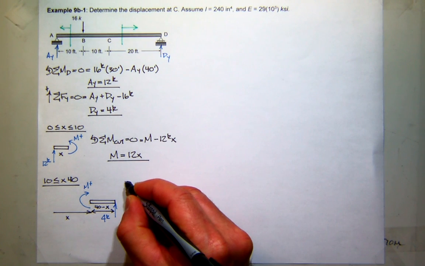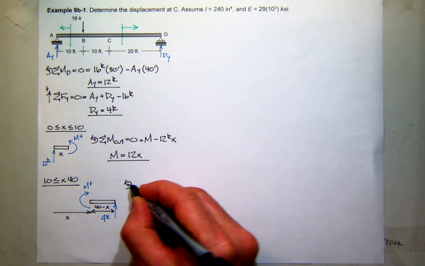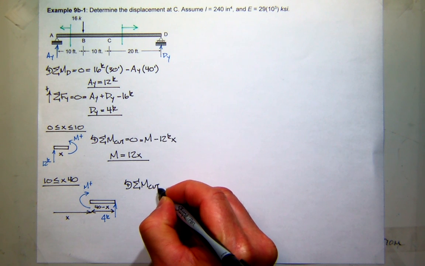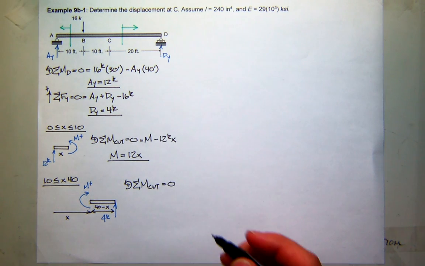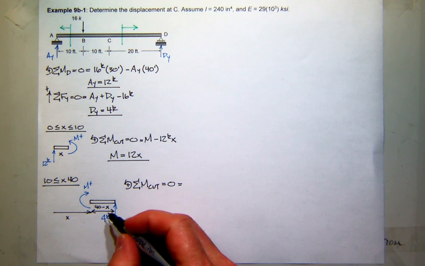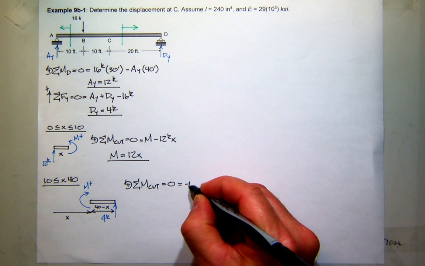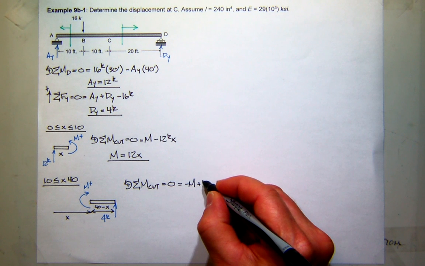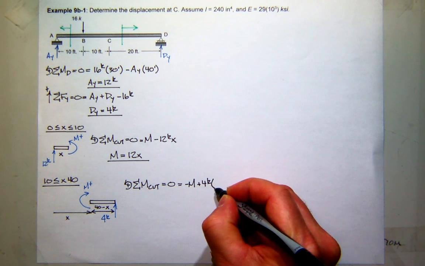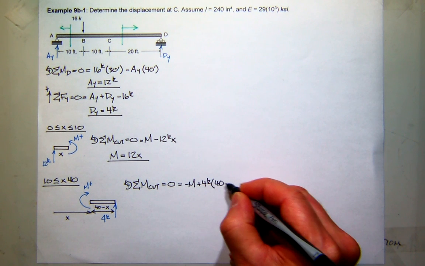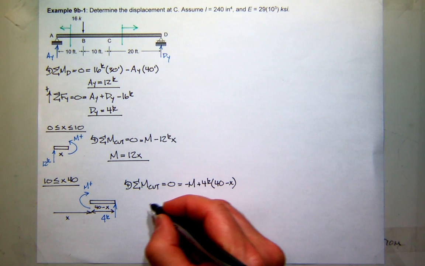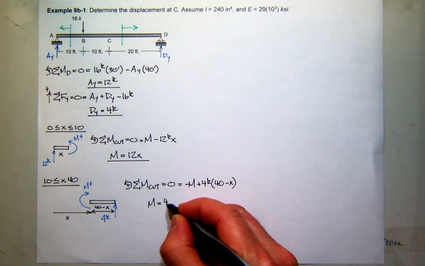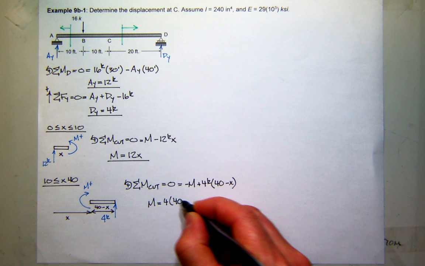So again, I'll sum moments using right-hand rule as my sign convention. Make sure it's in equilibrium, equal to 0, and start here. So this moment would be negative, the internal moment, and then my 4 kip force would be positive. That's 4 kips times a distance of 40 minus x. So it looks like the moment there is equal to 4 times 40 minus x.